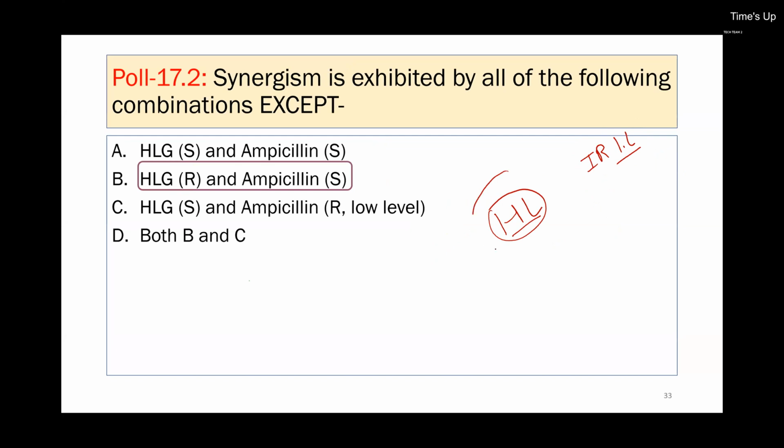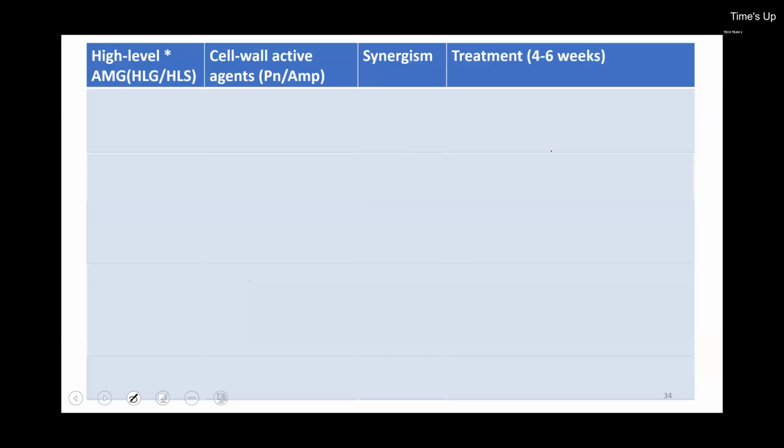How to detect this high level resistance? So we do two types of tests. We either test for high level gentamicin or high level streptomycin. Why streptomycin and gentamicin separately? Because high level gentamicin testing tests for the susceptibility for all the aminoglycosides, amikacin, kanamycin, etc., except streptomycin. HLG testing cannot predict high level synergy or absence for streptomycin. So that needs to be additionally tested.